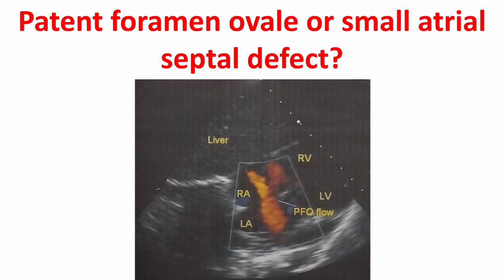Then in long-standing cases with large atrial septal defect and reversal of flow due to pulmonary hypertension, there can be right to left shunt in large ASDs, that is ASD Eisenmenger syndrome.